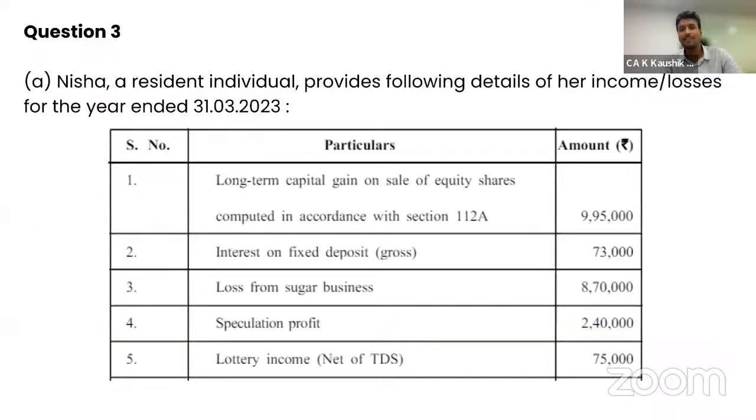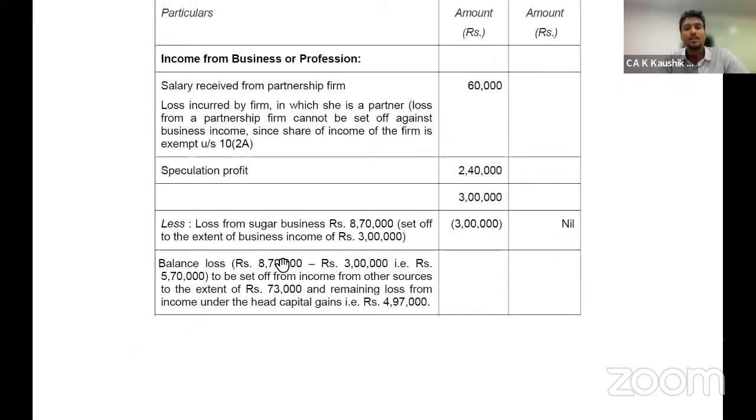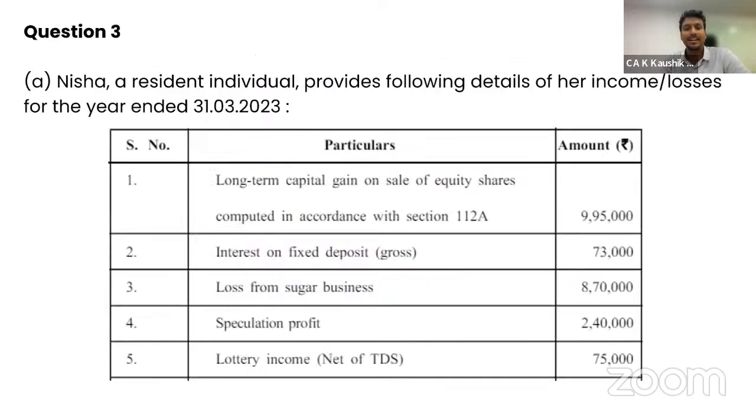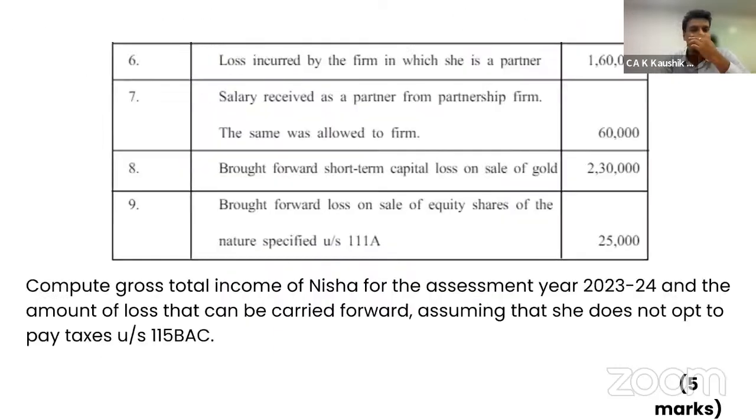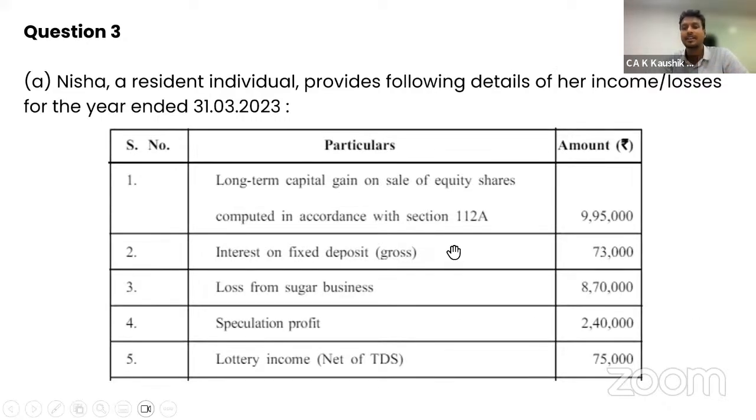So for the balance loss, we have only capital gain related profit. Let's see if it gets set off or not. So the balance loss 5,70,000 is to be set off from income from other sources to the extent of 73,000 and the remaining loss from income from the head capital gain. The business loss can be set off against any other head of income except the salary income. So what we have is the income from other source. Where is income from other source? We have interest income, fixed deposit. So that fixed deposit will be set off.